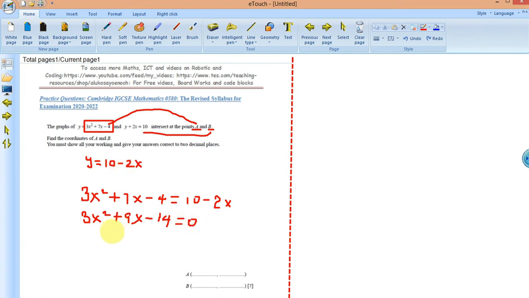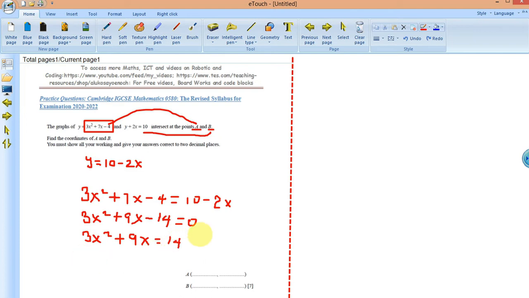Now I'm going to solve this question using the completing the square method so that I can find the roots of the equation. To use completing the square, the first thing I'm going to do is separate the constant and the variables. So that's 3x squared plus 9x equals 14.